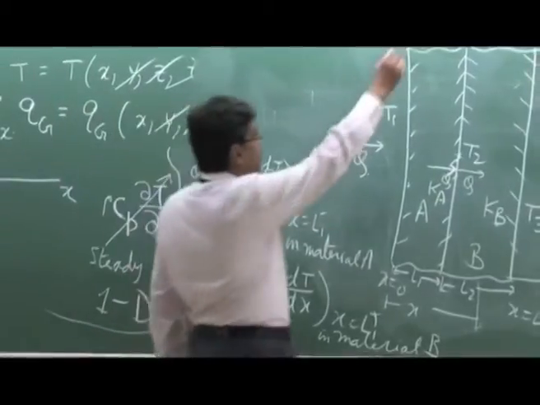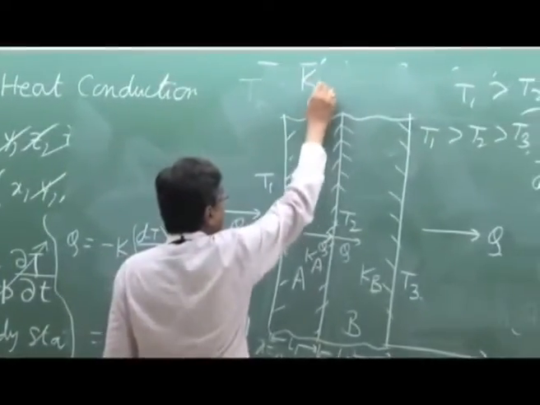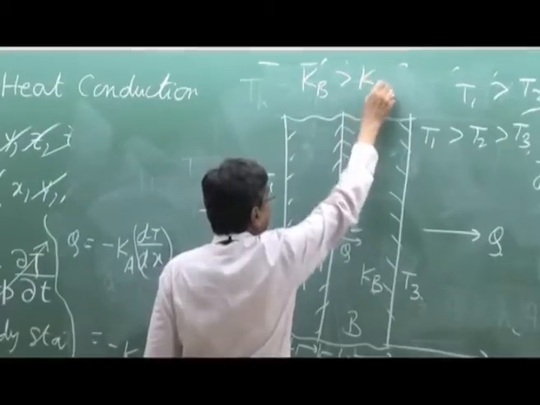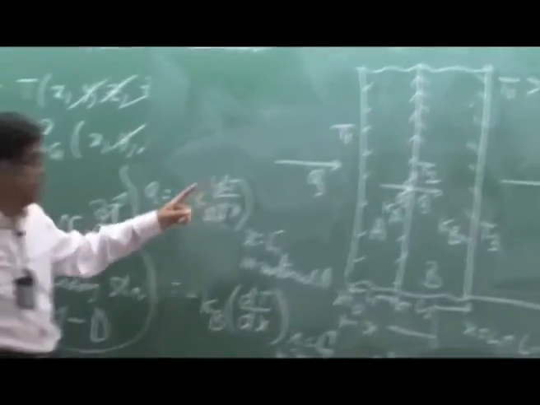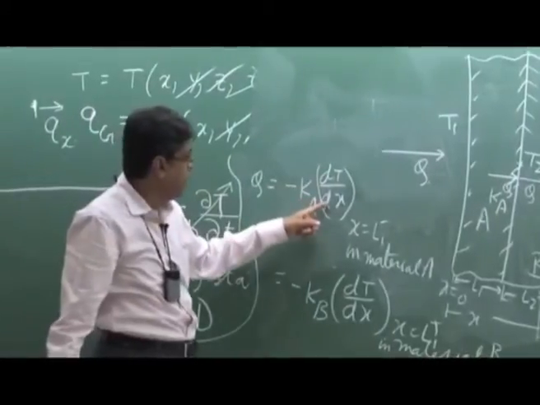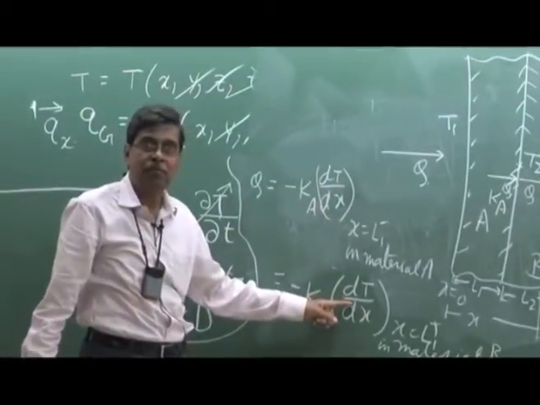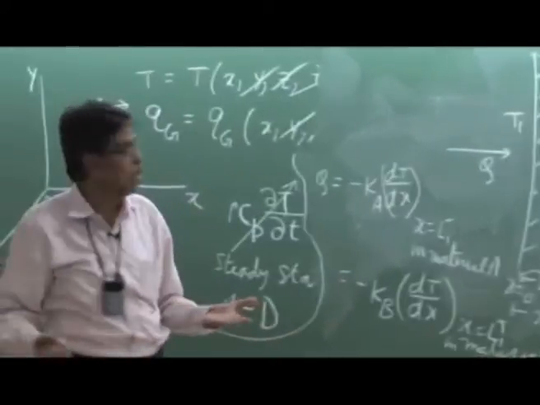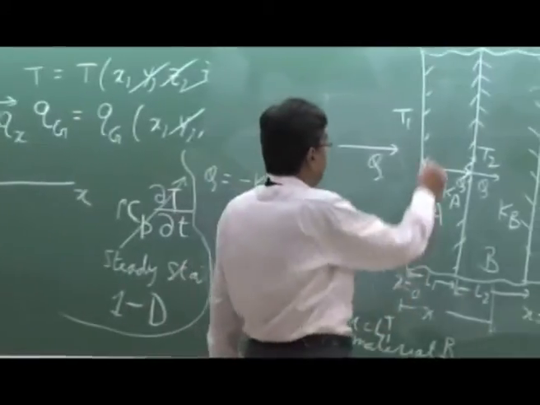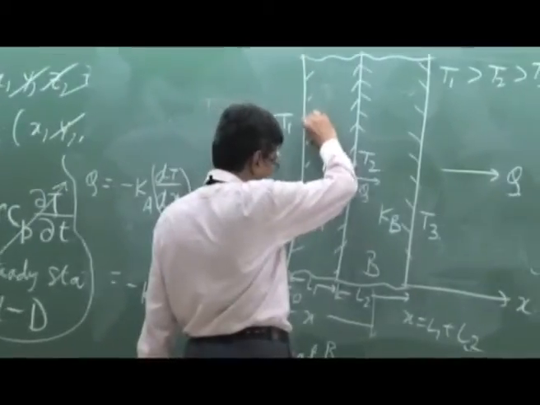Now if we consider a case that Kb is greater than Ka, then what will happen? This temperature gradient will be steeper, this temperature gradient will be flat, because Kb is higher than Ka. It is inversely proportional to thermal conductivity. So we can draw a picture like this.